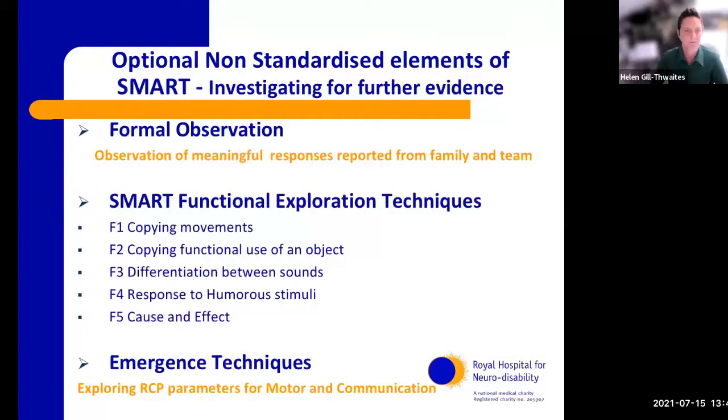Thanks, Karen. And then just briefly, as Karen said, there are optional non-standardized elements of SMART, which is investigating for further evidence.